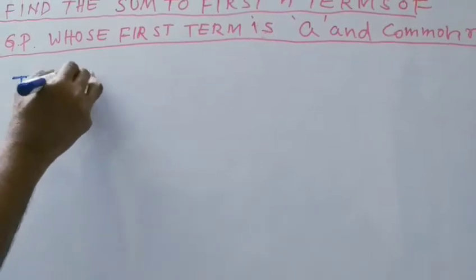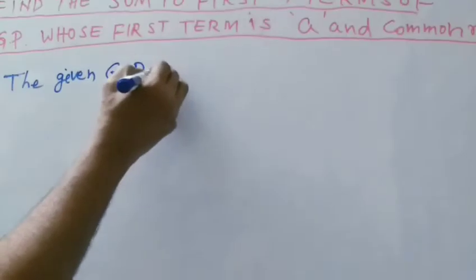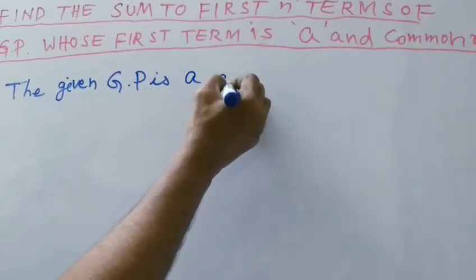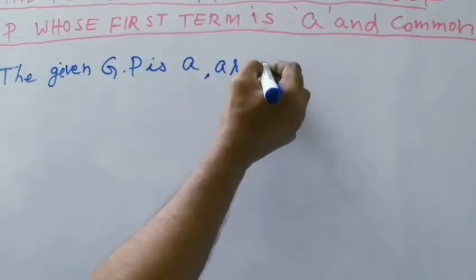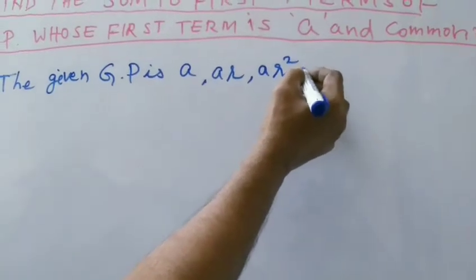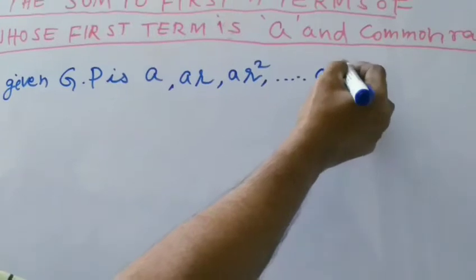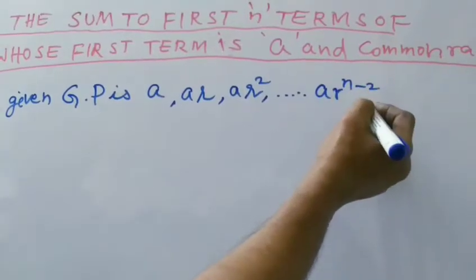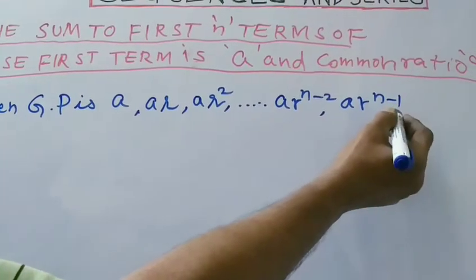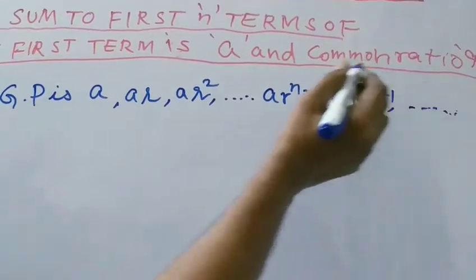The given geometric progression is a, ar, ar square, and so on, ar to the power of n minus 2, ar to the power of n minus 1, and so on terms.